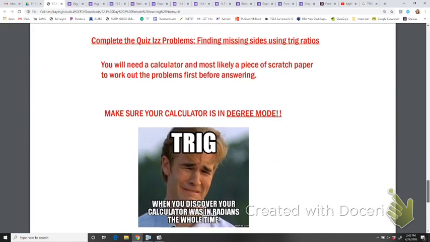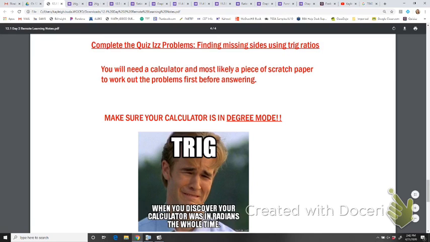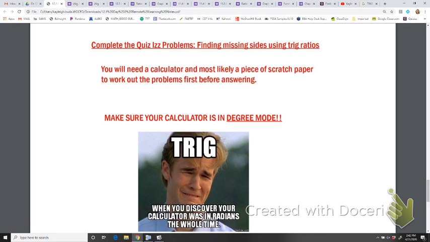All right, so your homework is to complete 12 quizzes problems on finding missing side lengths in a right triangle using the trig ratios. So you will definitely need a calculator to do these questions, and most likely a scratch piece of paper to work out the problems first before you answer. Again, make sure your calculator is in degree mode, otherwise you'll get all the answers incorrect. There you go. If you have any questions, send me an email.